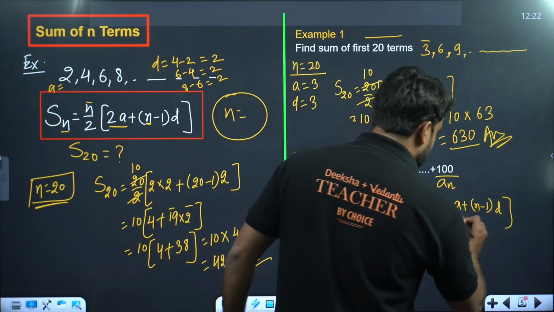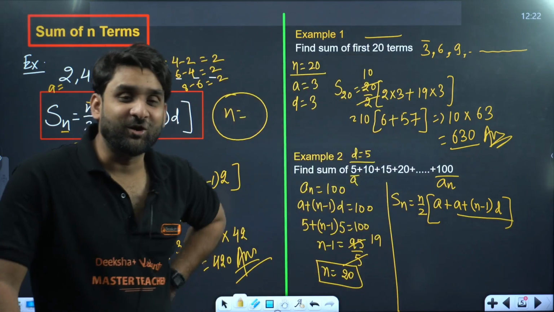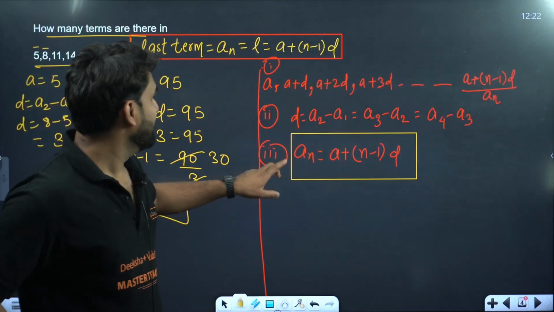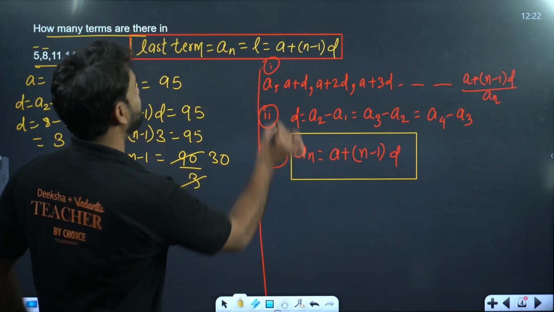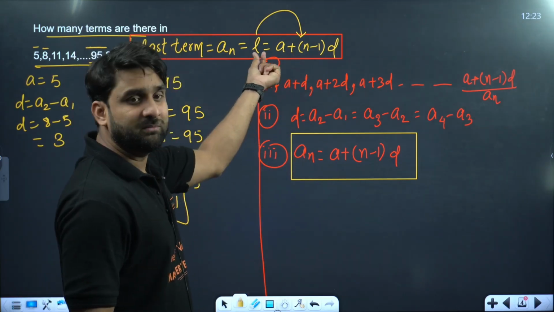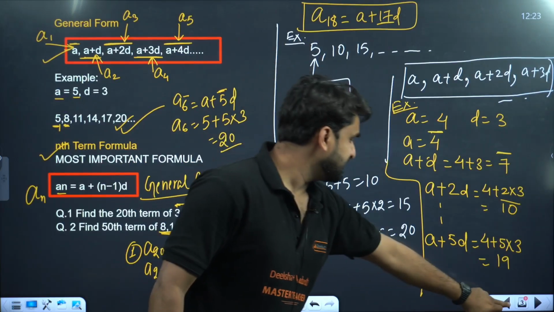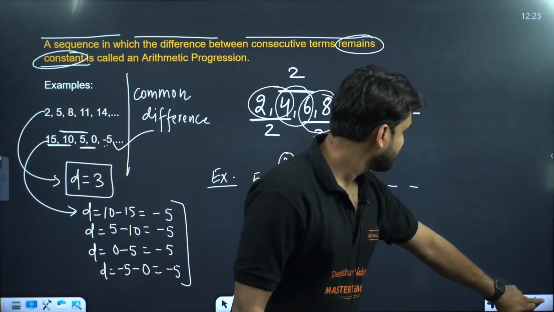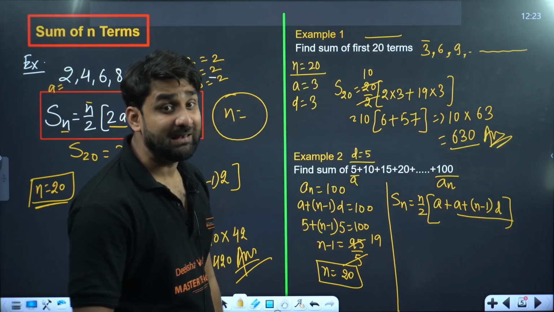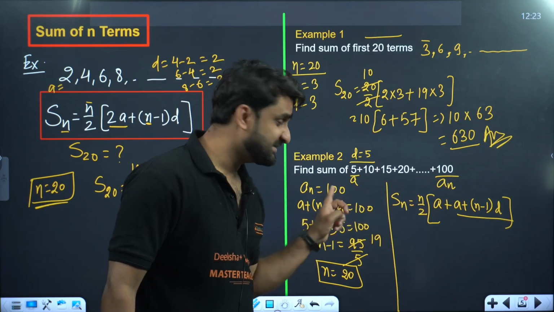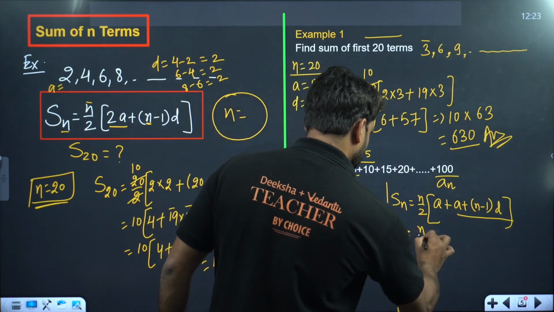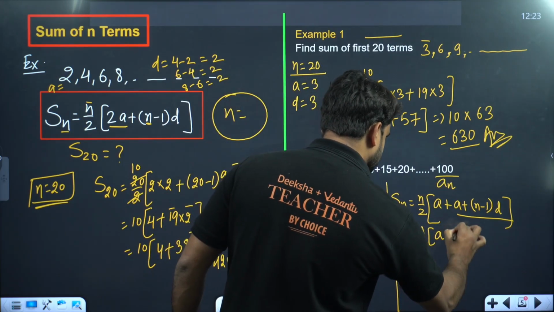And do you know, a plus n minus 1 into d is what? This is the last term. A plus n minus 1 into d is the last term. Can you see here? So we can replace here. So my dear champion, we can replace a plus n minus 1 into d by last term. Why? Because this AP is special AP. Here last term is given. So we can write this as n by 2 a plus, this will be L.